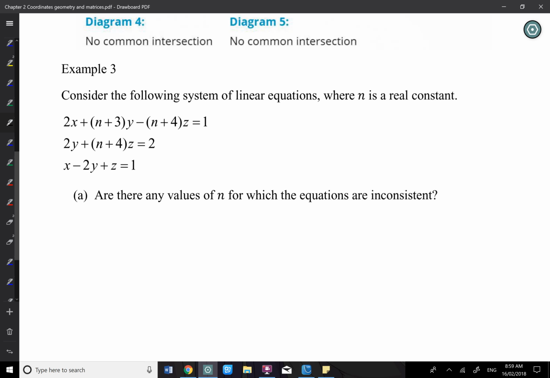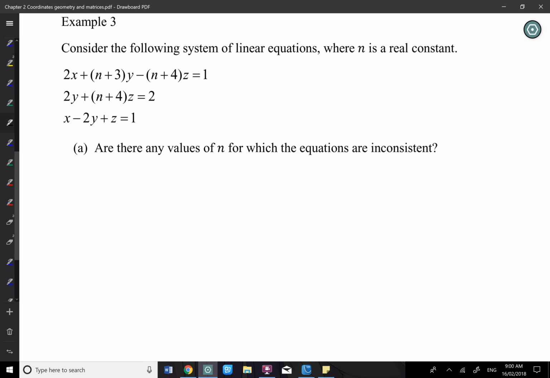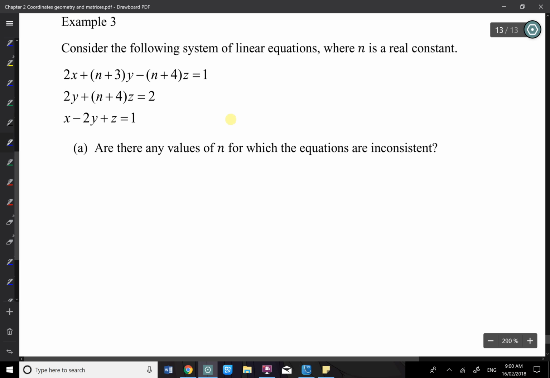This question is very similar to the question we learned yesterday, the 2 by 2 simultaneous equations. We found the k value that gives no solution, one solution, and infinitely many solutions. Now it's 3 by 3. What can we do with a 3 by 3 system, where we want to use the n value to see whether I have no solution or infinitely many solutions? I need to reduce a 3 by 3 system into a 2 by 2 system.